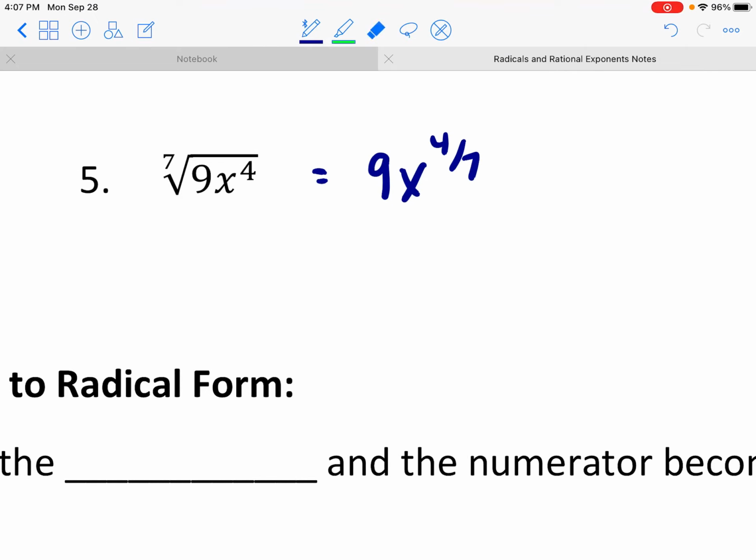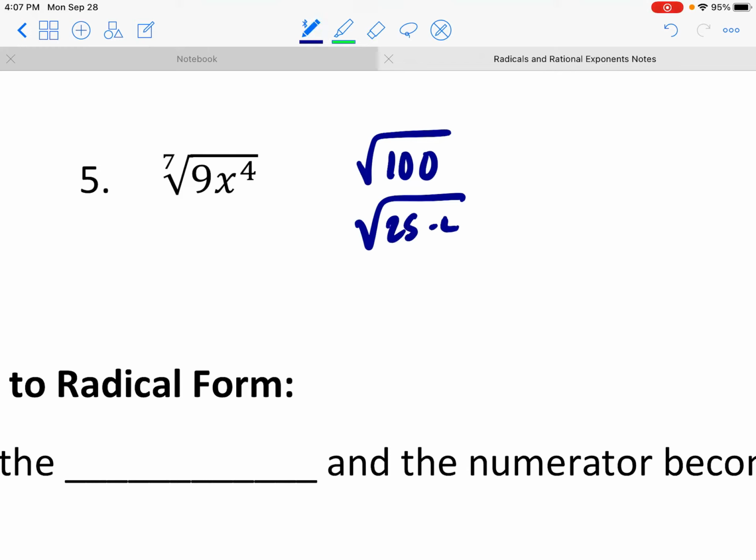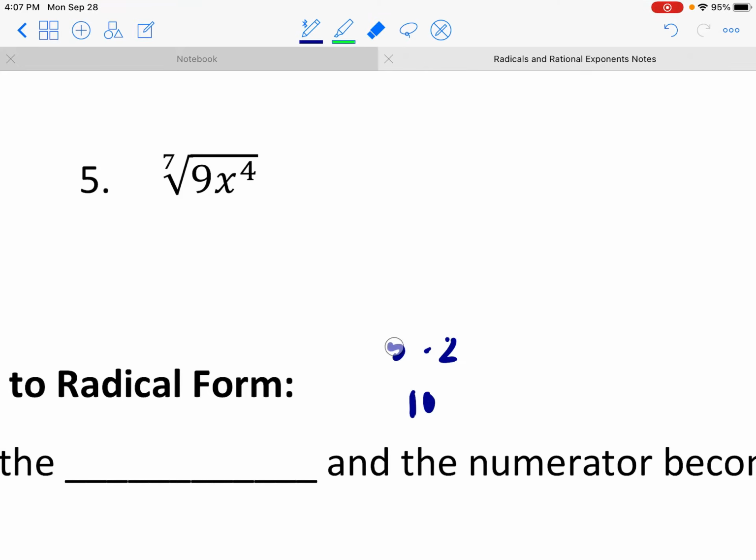So think about this. Remember we said if we had the square root of 100, we could say that that's the square root of 25 times 4. Remember how we split this up so we could simplify? And then I could say 25 times 4 separately, because 5 times 2 would still get me the answer of 10. We can think about this the same way. We could separate this product of 9 and x to the 4th as a 7th root of 9 times a 7th root of x to the 4th.